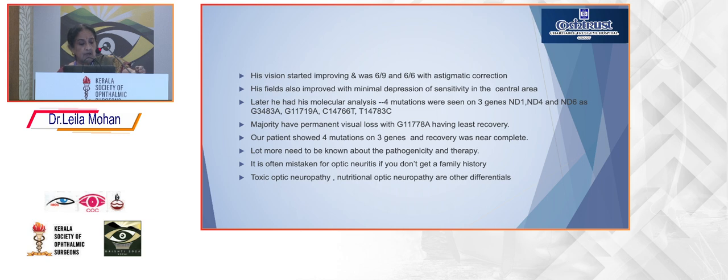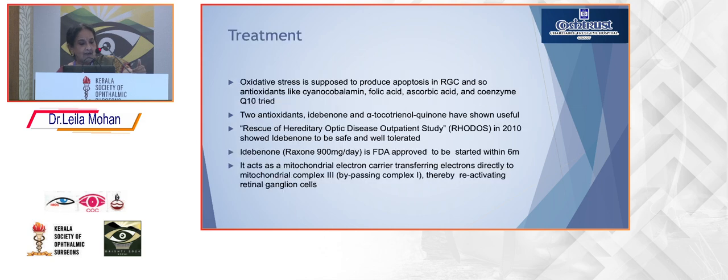So we have to know more about this disease. It is often mistaken for optic neuritis, and may be diagnosed as toxic optic neuropathy or nutritional optic neuropathy. Treatment, as we have already seen: the Rescue of Hereditary Optic Disease Outpatient Study, RODOS, showed that Idebenone is a safe drug, and it is FDA approved to be started within 6 months of onset of the visual loss.